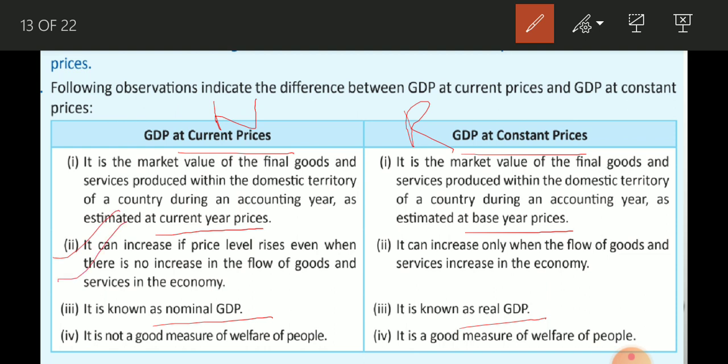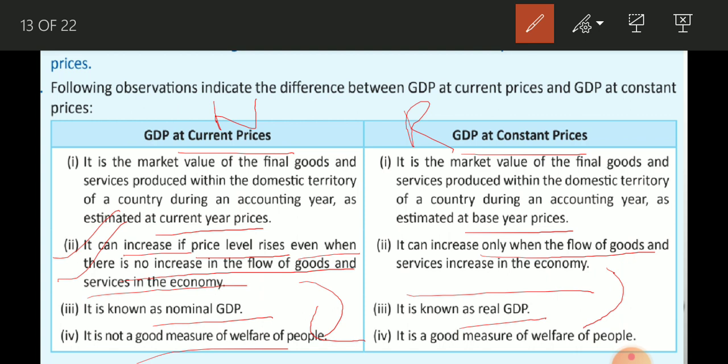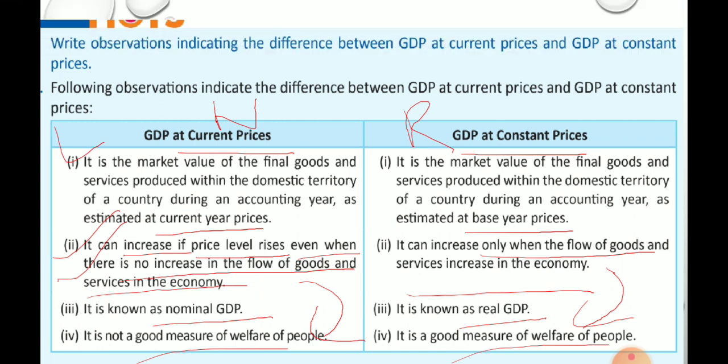Nominal GDP can increase if the price level rises, even when there is no increase in the flow of goods and services. On the other hand, real GDP is only going to increase when there is an increase in the production of goods and services. So this second point is very, very important. That is the reason it is not considered a good measure of welfare. On the other hand, real GDP, or GDP at constant price, is considered a good measure of welfare. So learn it properly. It is very important for your board examination.